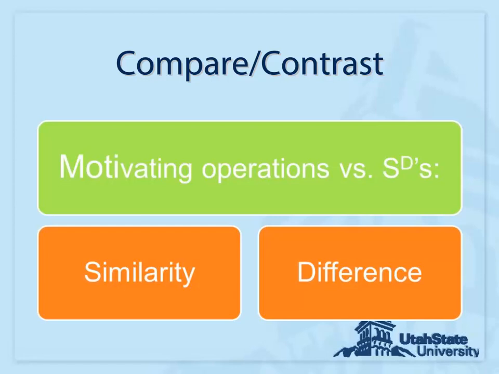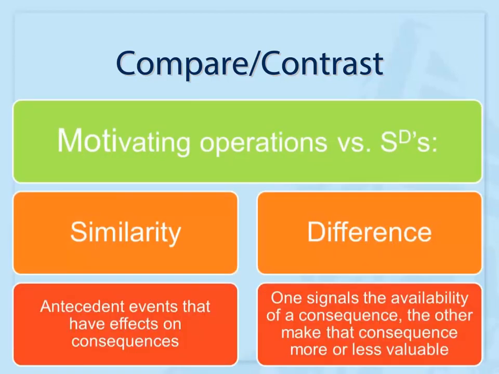Now is a great time to check and make sure you know some of the differences and similarities between motivating operations and discriminative stimuli. Take a moment and come up with your own answers. The main similarity is that they are both antecedent events that have effects on consequences. The main difference is that SDs signal the availability of a given consequence, while motivating operations make that consequence more or less valuable.